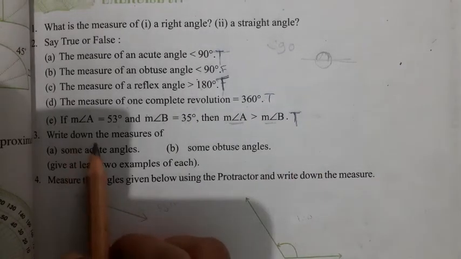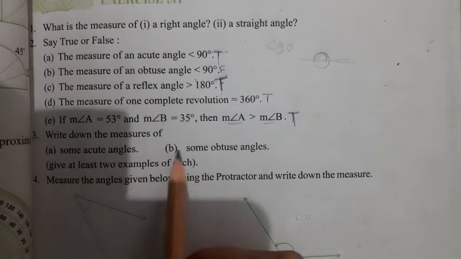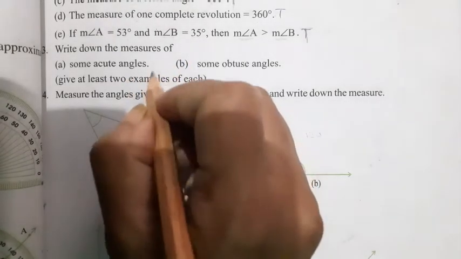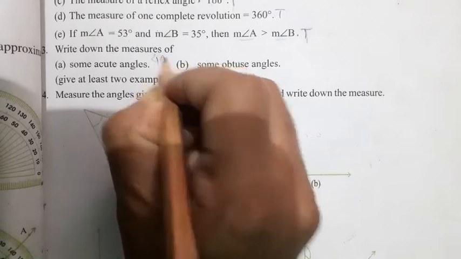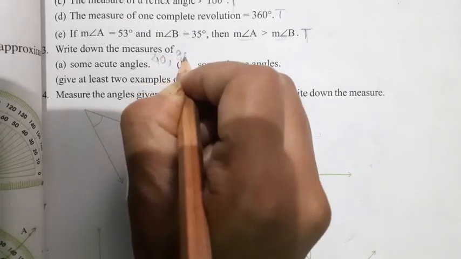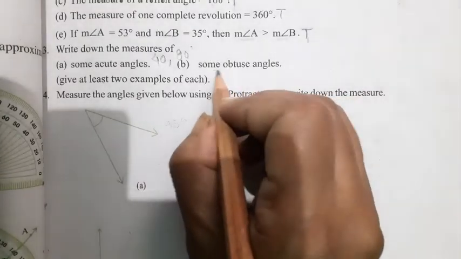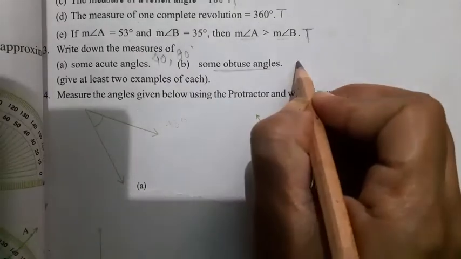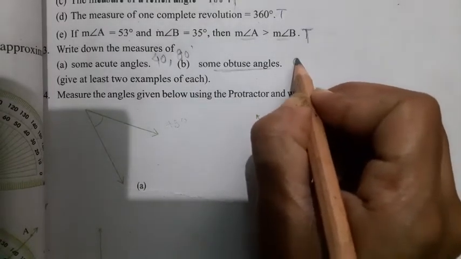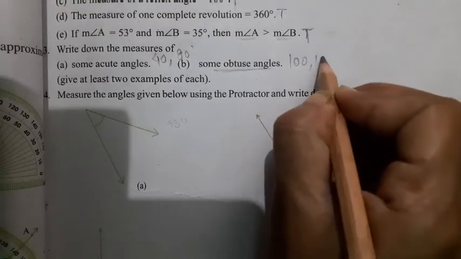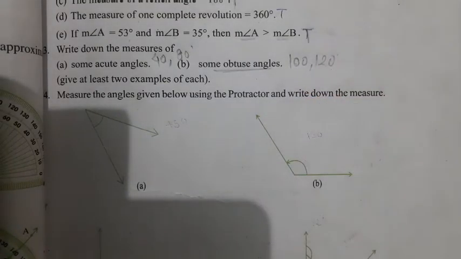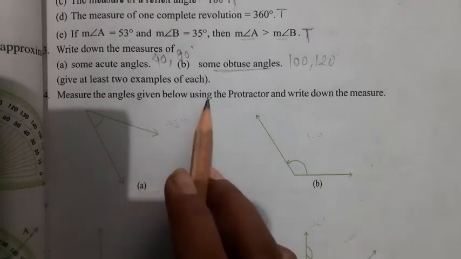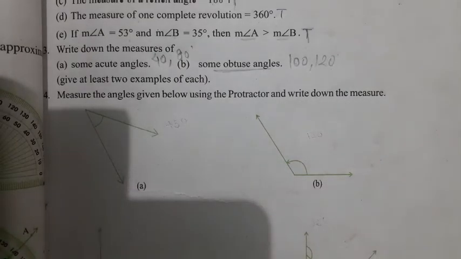Now next, write down the measures of some acute angles. An acute angle is less than 90 degrees. So here I write the answer is 40 degrees or 80 degrees. This is the acute angle. And some obtuse angles. An obtuse angle is greater than 90 degrees. That means here the value of an obtuse angle is 100 degrees or 120 degrees, 130 degrees, like that. Okay. Now next, measure the angles given below using the protractor and write down the measures.